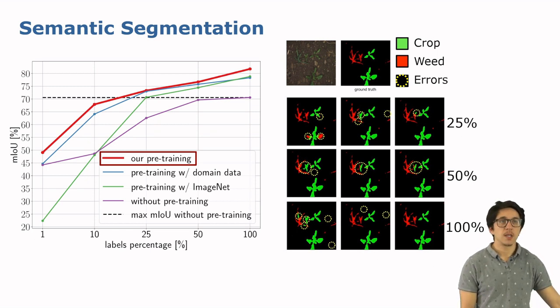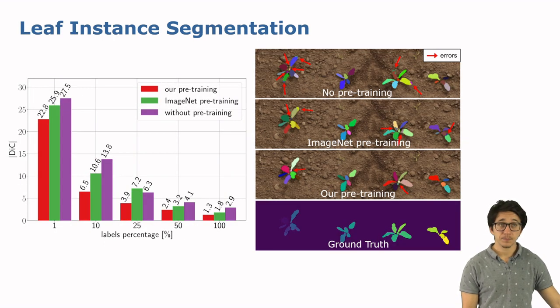This can also be seen in the qualitative images, where the first column shows the result for the network without pre-training, the second column the network pre-trained on ImageNet, and the last column shows our result.